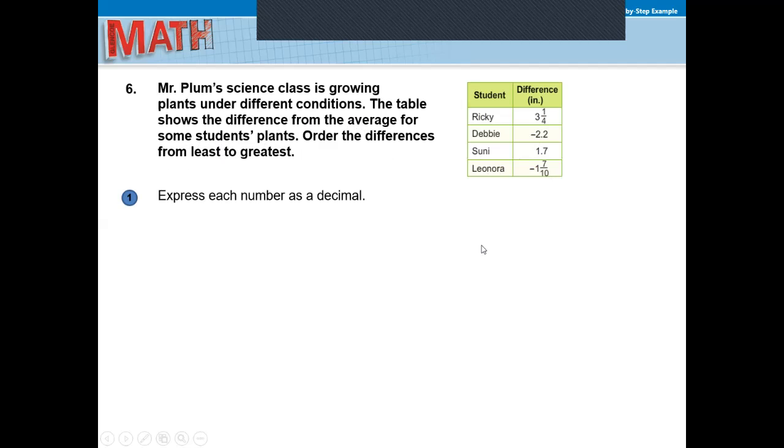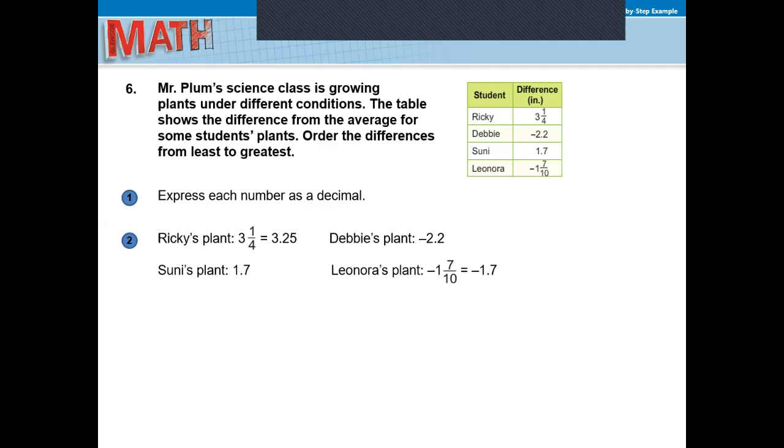Express each number as a decimal. Ricky's plant, 3 and 1/4, equals 3 and 25 hundredths. Debbie's plant already was a decimal, negative 2 and 2/10. Suni's plant, 1 and 7/10, already a decimal. And Lenora, negative 1 and 7/10, easily changes to a decimal. Now we're going to compare the decimals from least to greatest. The differences are negative 2 and 2/10, negative 1 and 7/10, 1 and 7/10, and 3 and 1/4.